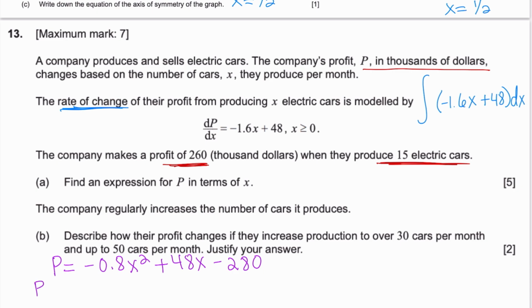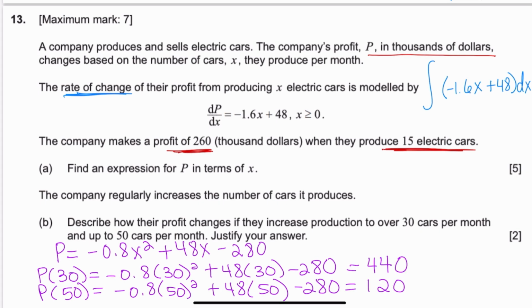So if we substitute 30, we get negative 0.8 times 30 squared plus 48 times 30 minus 280. And now we're going to be able to figure out how much profit they make. When I substituted 30 into the equation, I got 440. When I substituted 50 into the equation, I got 120. This tells me that the profit is decreasing.